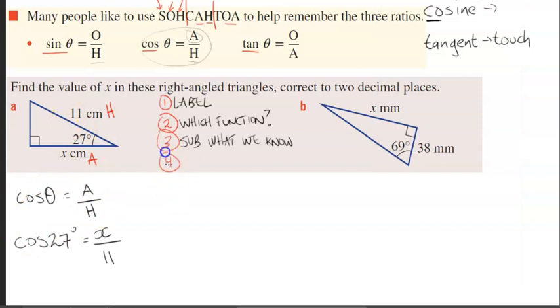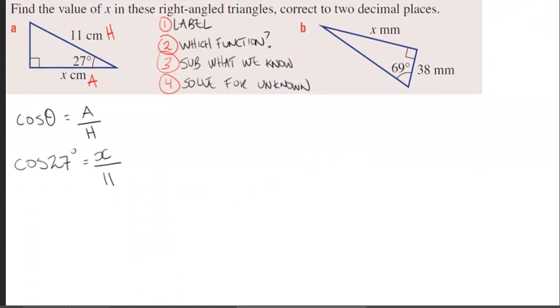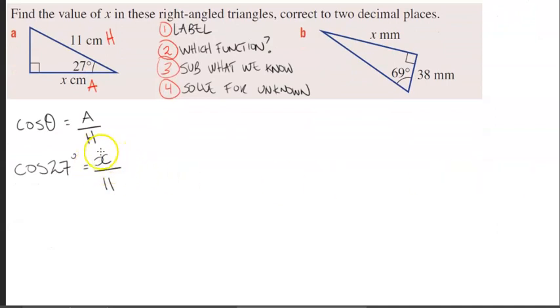So whenever we get to this part here, we're now going to solve for the unknown. Solve for unknown. This is our final step. Whenever we get to the situation where the letter that we're trying to figure out is on top of the fraction, all you need to do is grab the bottom number and multiply it with the trigonometric function. Or in other words, our x value is equal to 11 multiplied by cos 27.